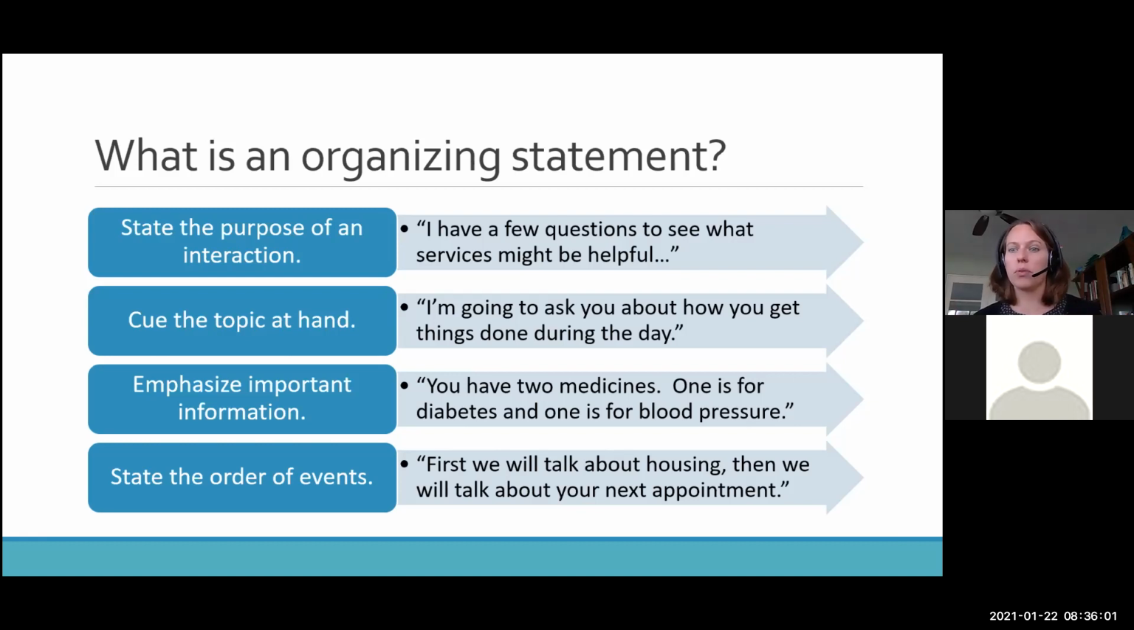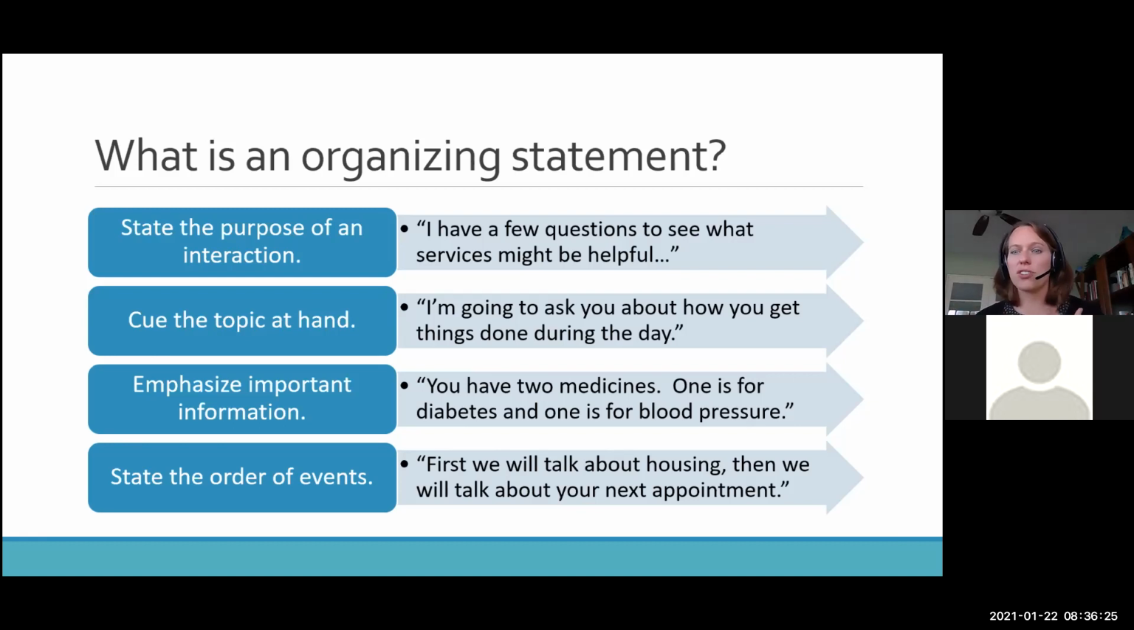Also emphasize important information. If you're teaching someone something very important, like medications, where you don't want there to be a miscommunication, be really clear. You have two medicines. One is for diabetes and one is for blood pressure, right? And then ask the person to repeat that information back to you or show you that information, really just focusing on those key concepts and not necessarily more details at that point in time.